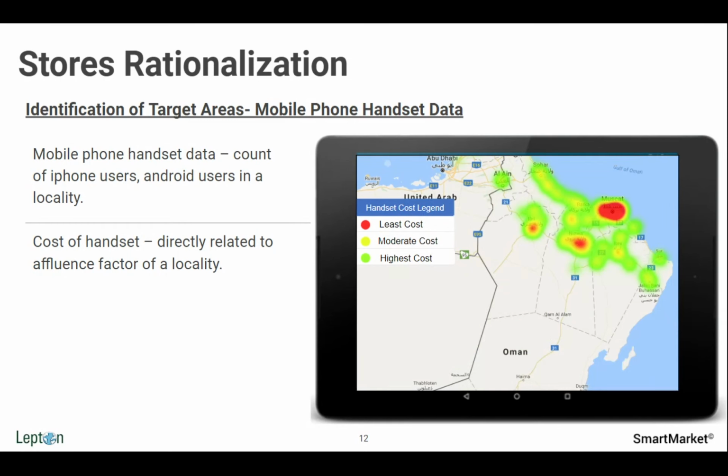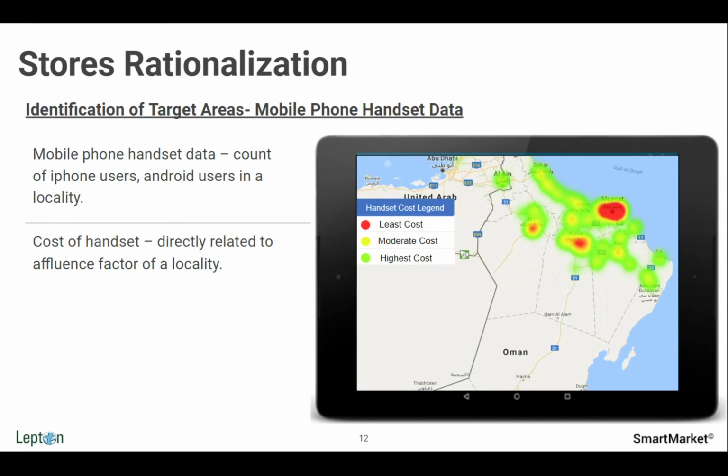So this tells you which are the high potential areas in terms of handset cost. Handset cost is a surrogate for understanding the affluence of a location. Locations which have more iPhone 11s would have higher affluence compared to areas which have handsets whose costs are, let's say, around 10,000. So it's a very good surrogate and very good indicator if I want to understand which locations I should be targeting for my business.